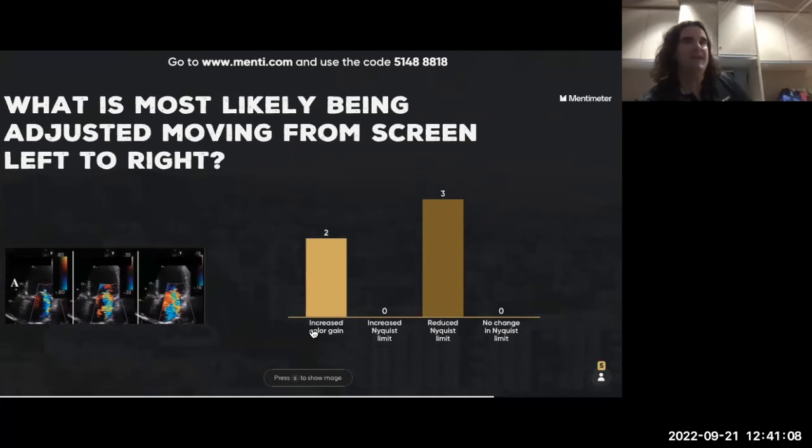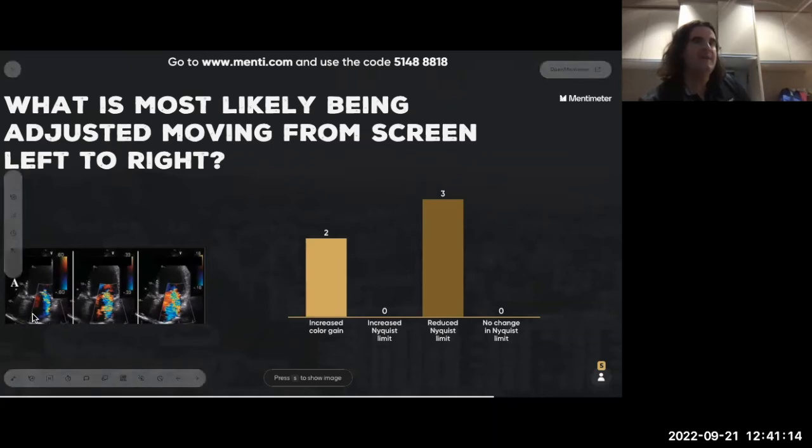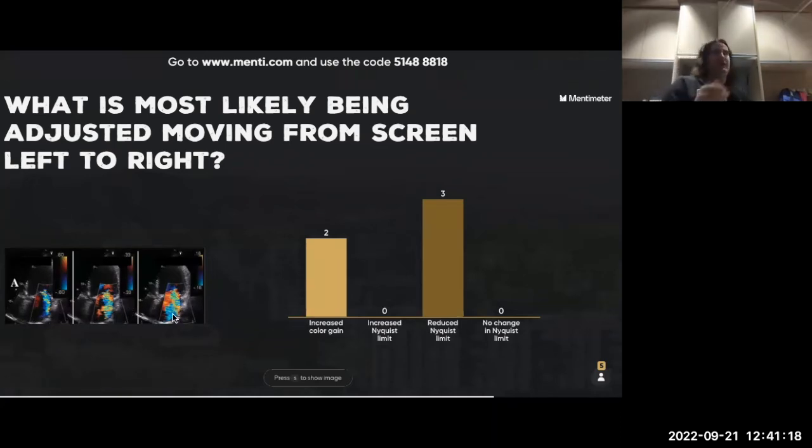Now, color gain can actually do something very similar. Color gain can amplify a signal, and it could actually look very, very similar. Color gain is basically just like your conventional gain on ultrasound. It amplifies both signal and noise. So if you increase the color gain, you could get a very similar signal. On our machines, once you put on color Doppler, there's a slider on the screen that will adjust your color gain.